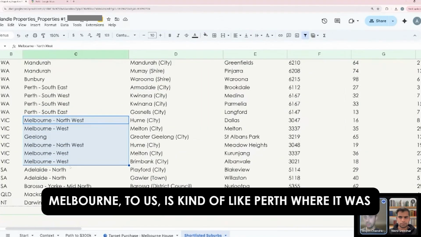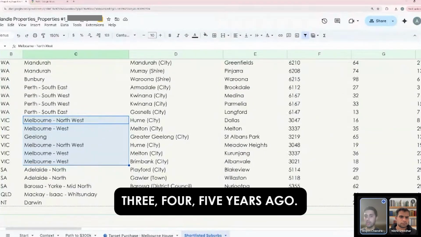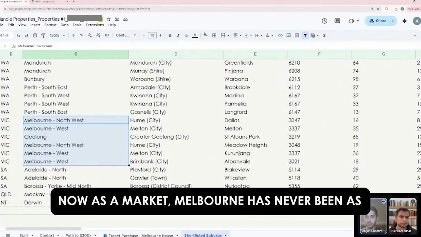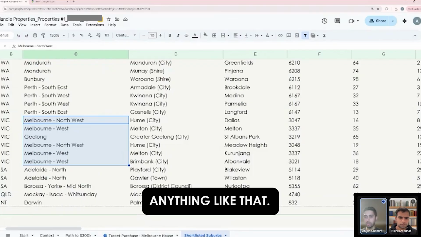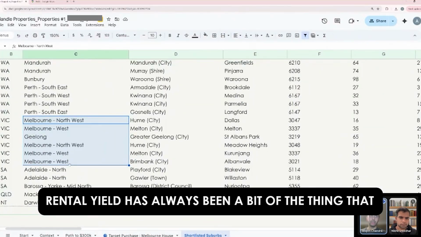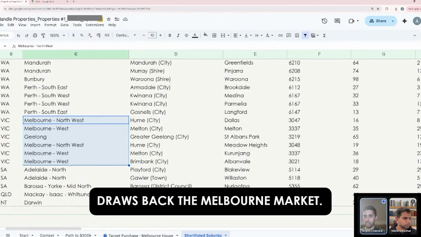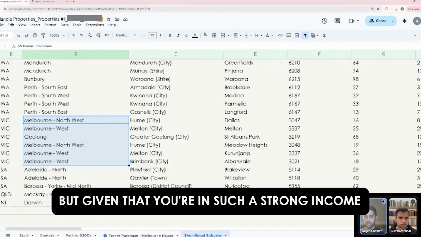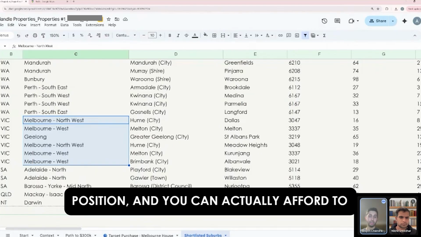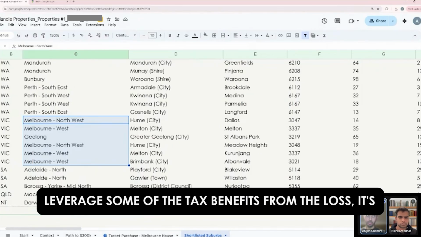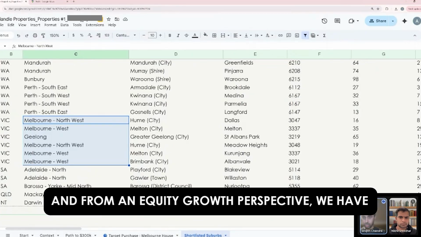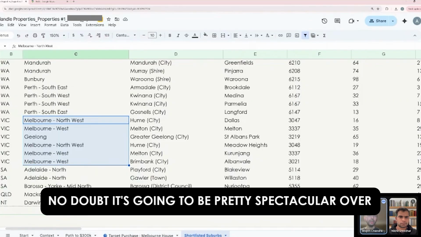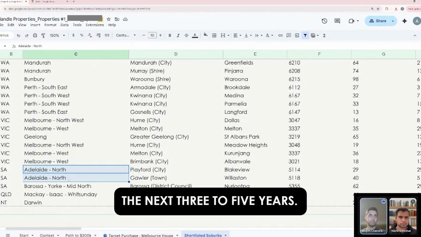Melbourne to us is kind of like Perth where it was 3, 4, 5 years ago. Now as a market, Melbourne has never had as strong a rental yield as Perth or Brisbane or anything like that. Rental yield has always been the thing that draws back the Melbourne market. But given that you're in such a strong income position and you can actually afford to leverage some of the tax benefits from the loss, it's not a bad thing for you. And from an equity growth perspective, we have no doubt it's going to be pretty spectacular over the next 3 to 5 years.